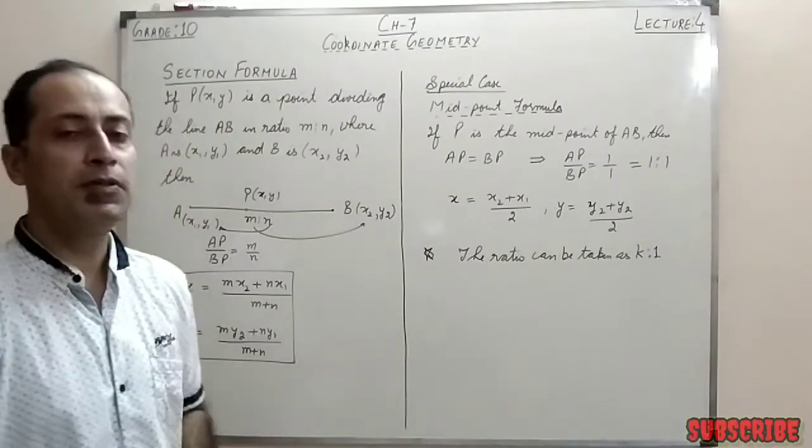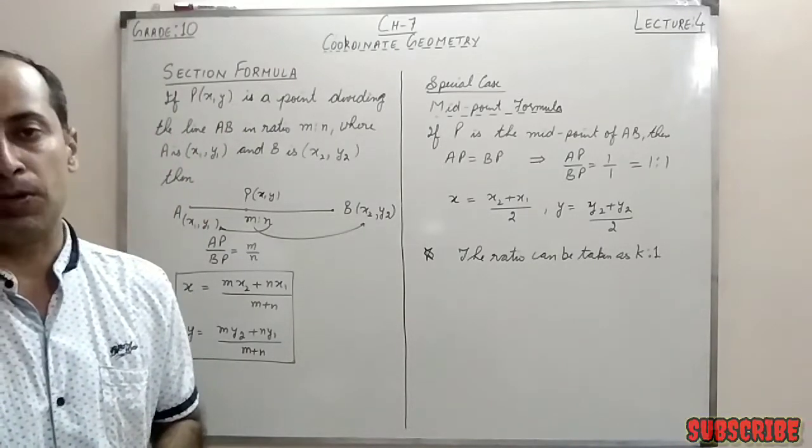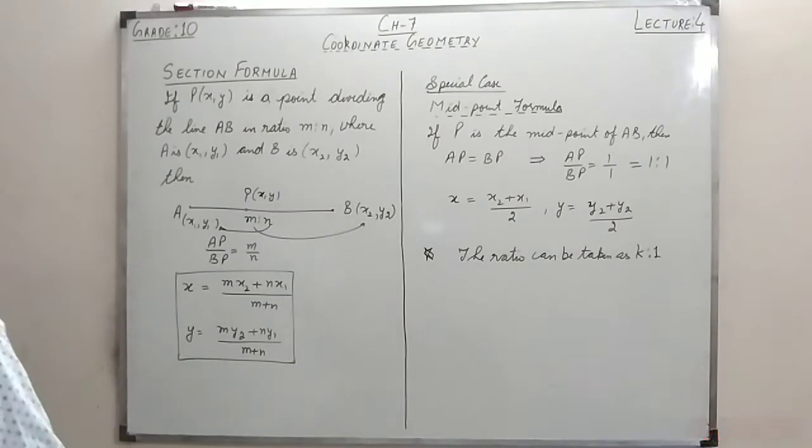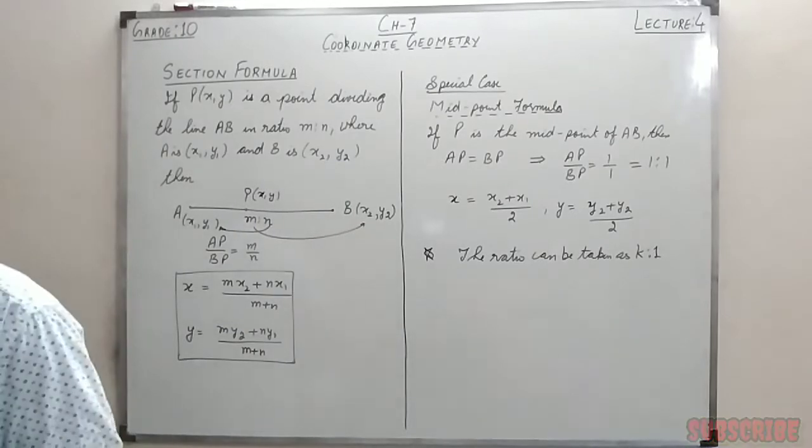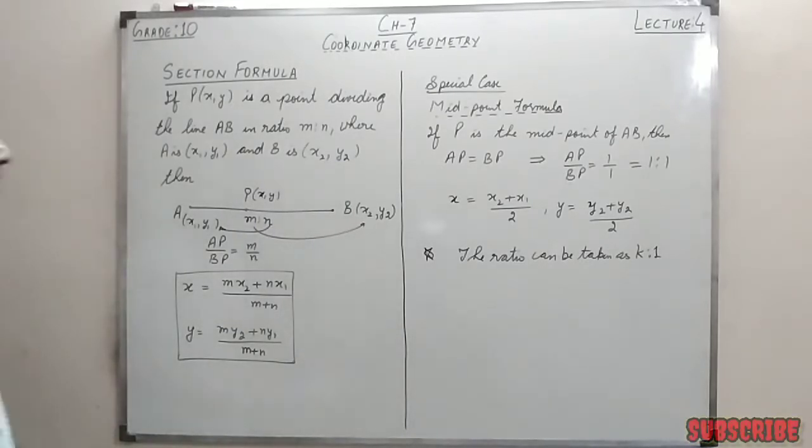So let's start some of the questions of exercise 7.2 now, right? If we see the first question of exercise 7.2, we have to find the coordinates of the point which divides the line joining (-1, 7) and (4, -3) in the ratio 2:3. So now in this question I have to find the coordinates of the point.